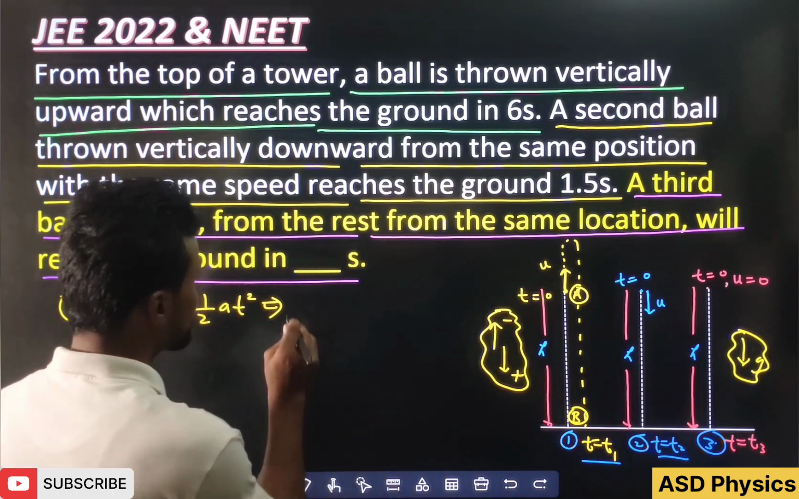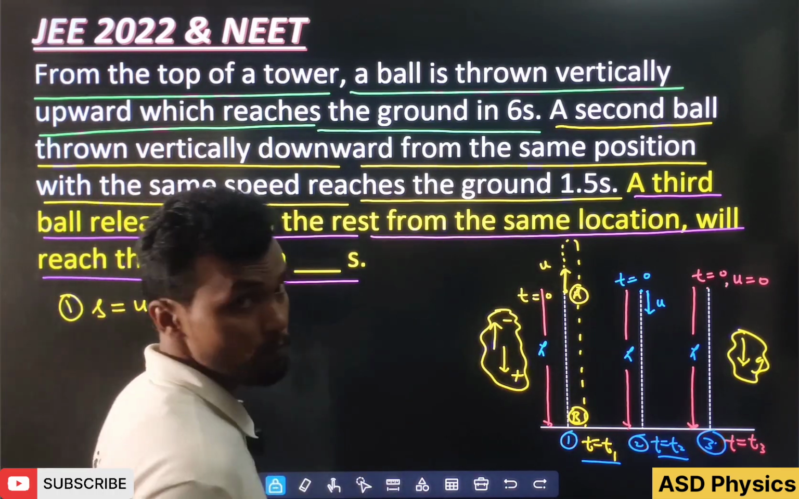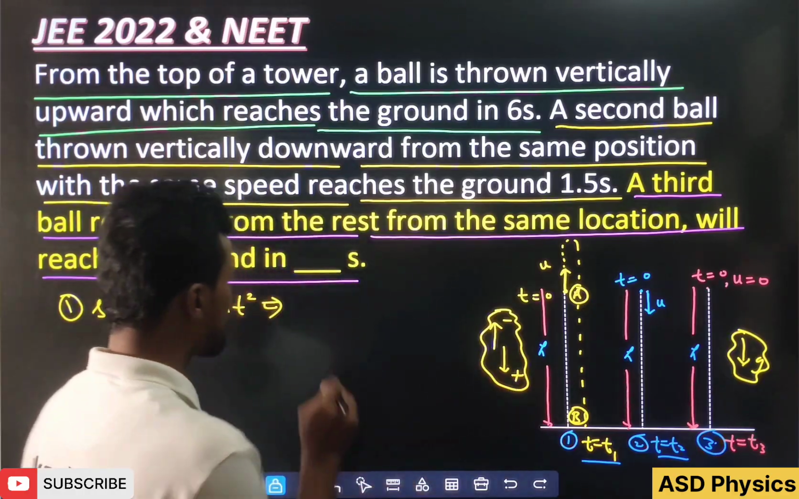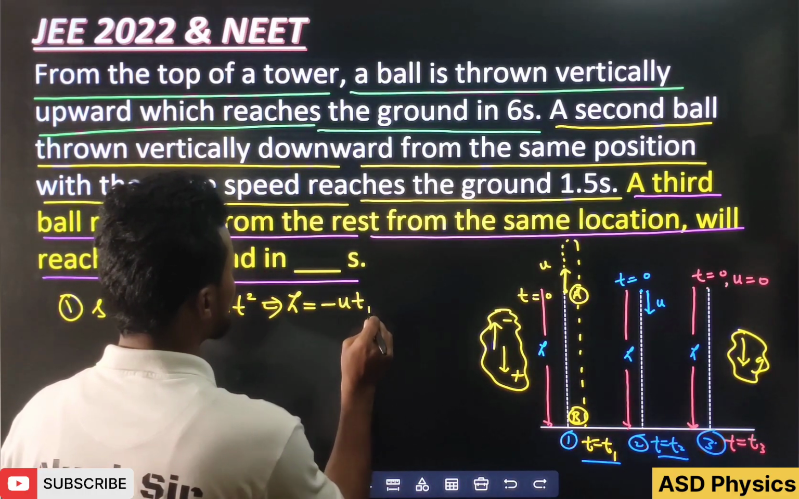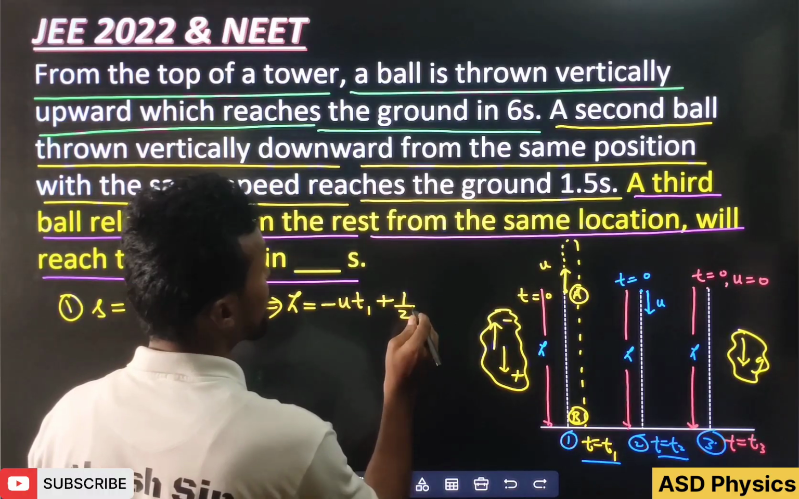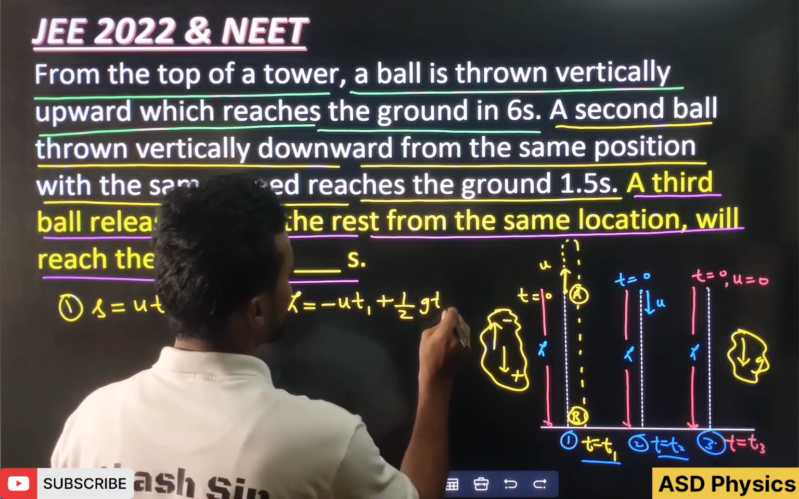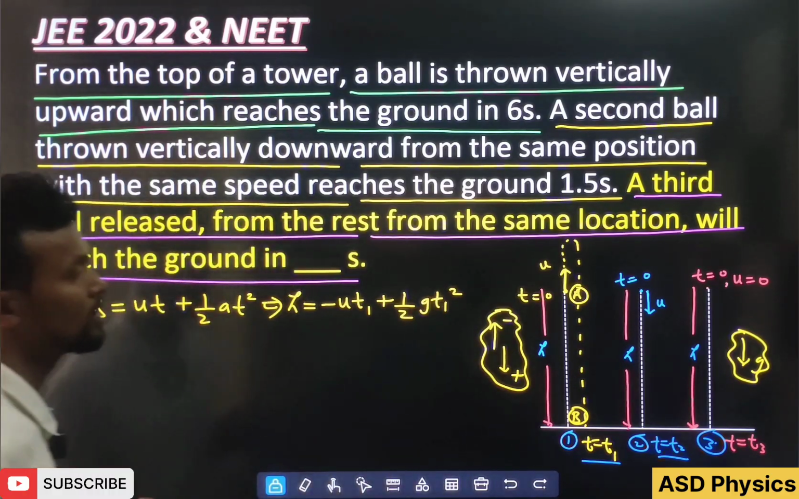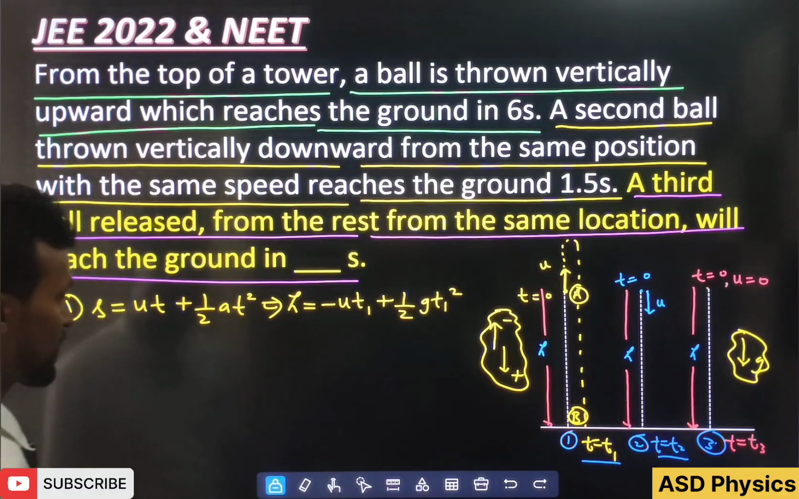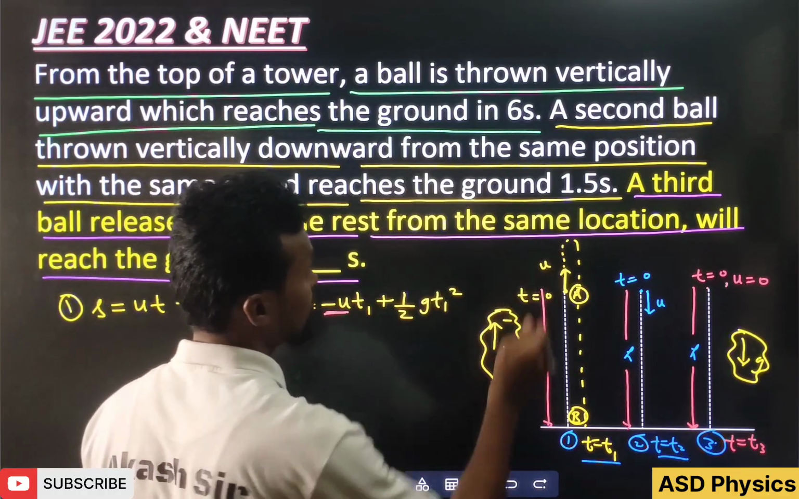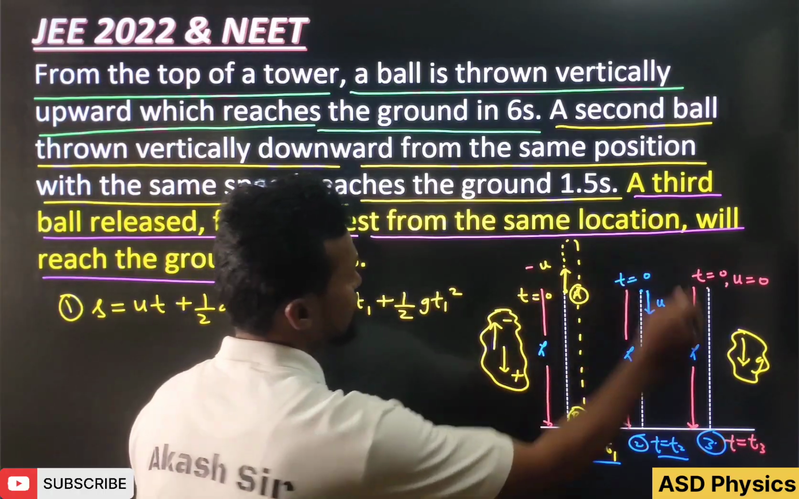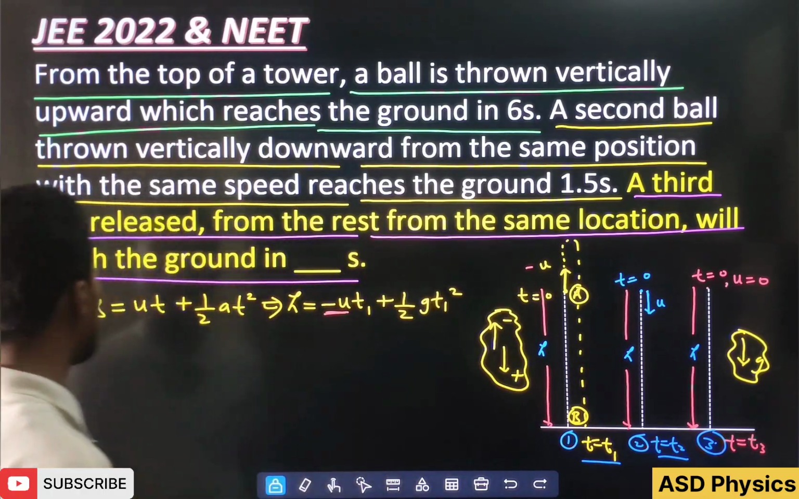Minus upward, is it? So see here, is the h value plus or minus? See, downward here, h is plus. So h equals minus ut1 plus half gt1 square. This minus is there because of the velocity being upward. If you wish, you can write minus u, no problem, because upward is minus.